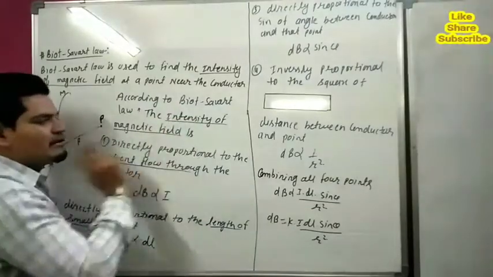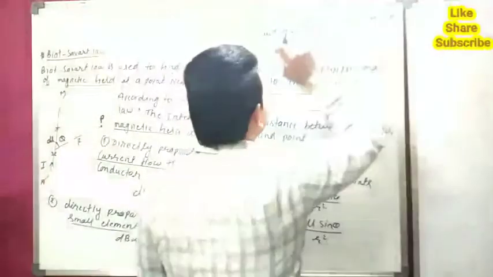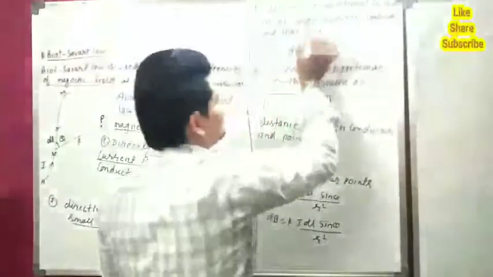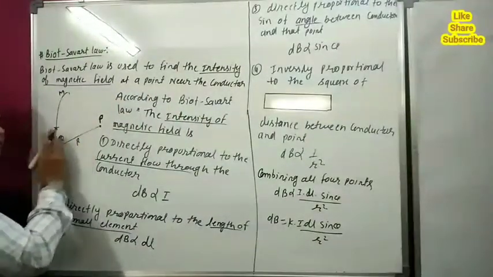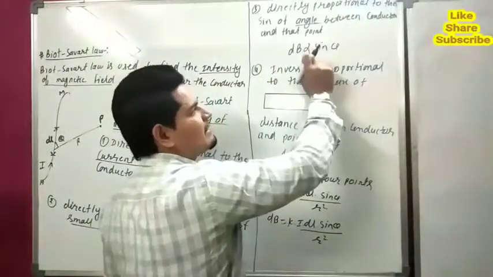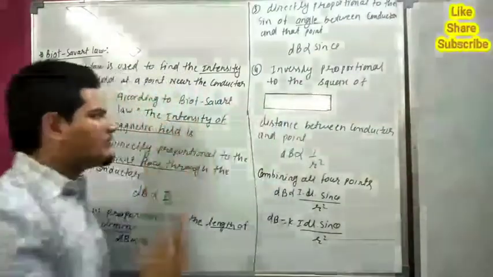According to the Biot-Savart law, the intensity of magnetic field is directly proportional to the sine of the angle between the conductor and the point. This is the angle theta between the conductor and the point. So dB is directly proportional to sin theta.